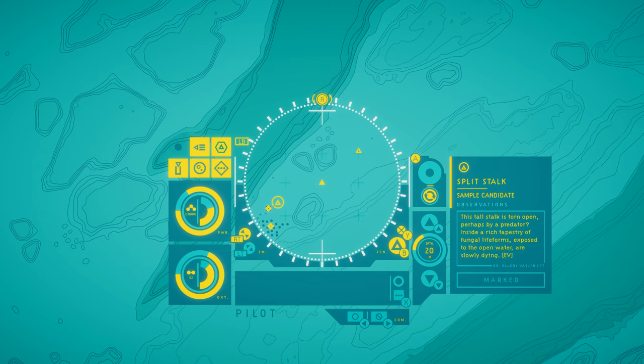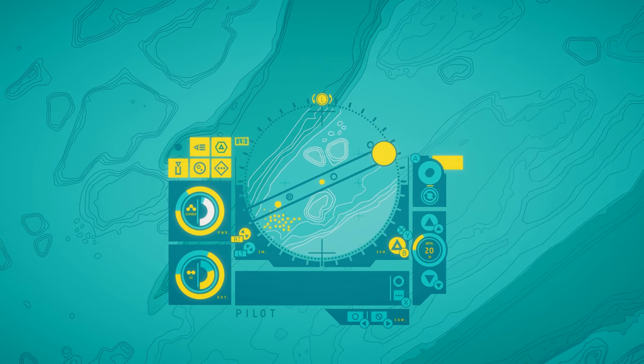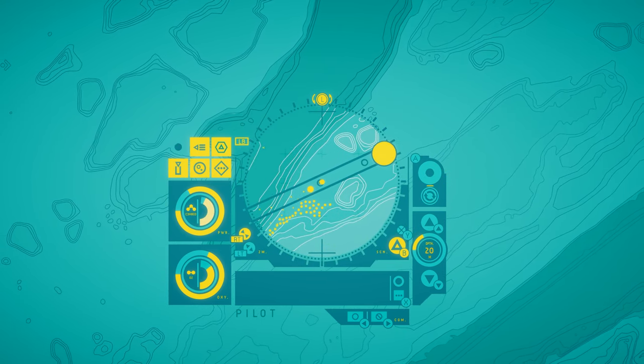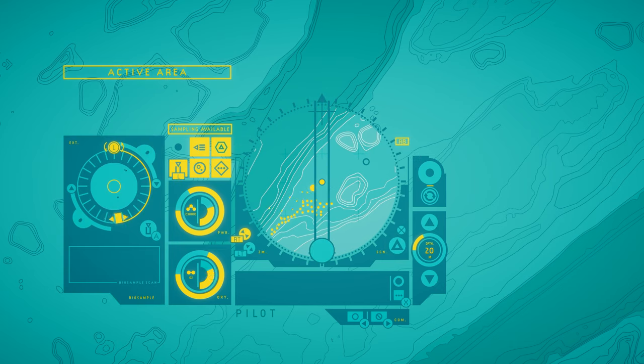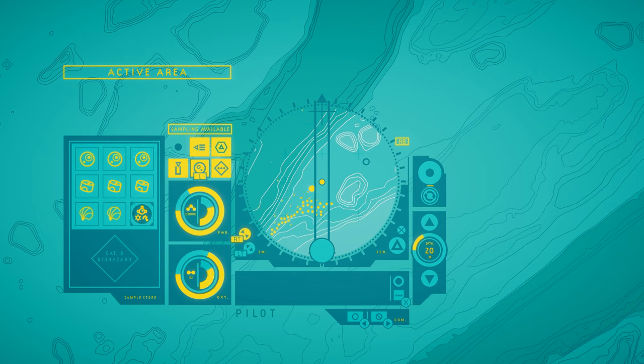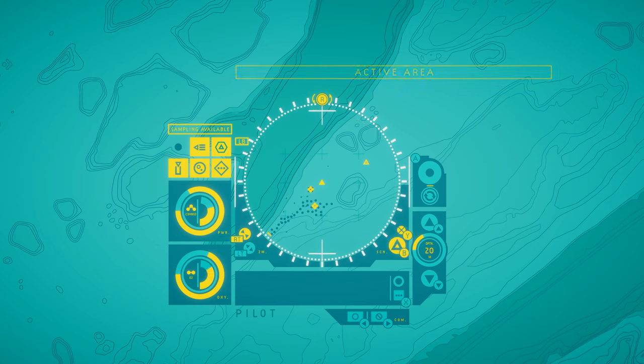Split stalk. This tall stalk is torn open, perhaps by a predator? Inside, a rich tapestry of fungal life forms exposed to the open water are slowly dying. That is another sample. So many things to study. It's gonna be great. Okay, that's it for this finger, so let's head over to the other finger.